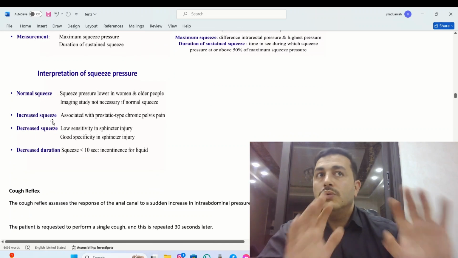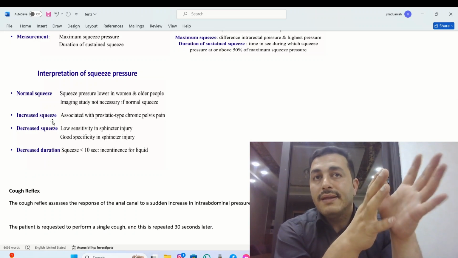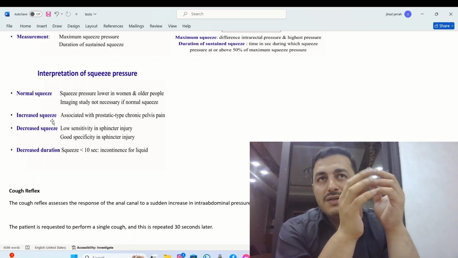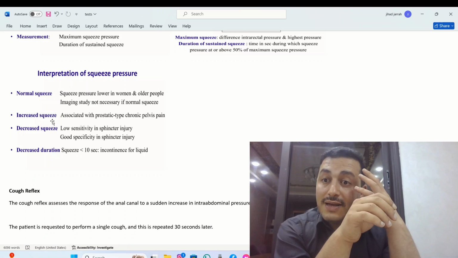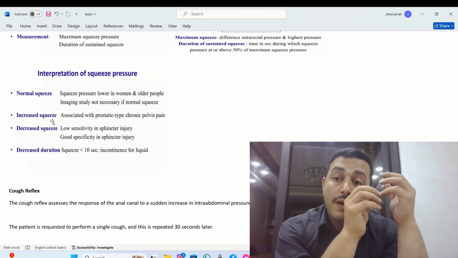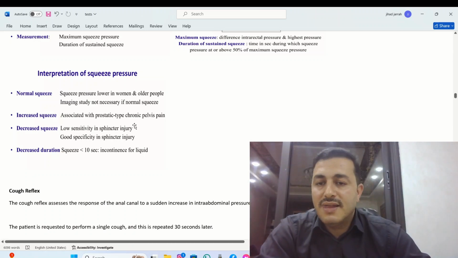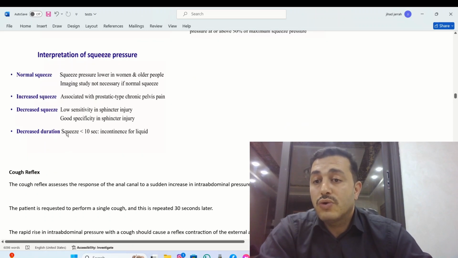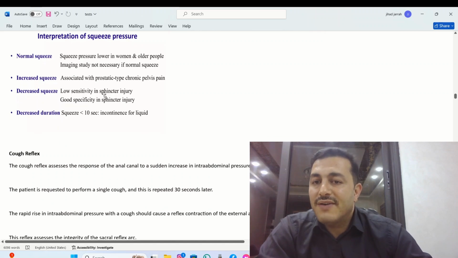Increased pressure may be due to a problem in the external anal sphincter, fistula, pain, or abscess. Of course, you are not going to do manometry for abscesses, but you have to understand what we mean by squeeze. Squeeze means external, so you have to analyze why the external may increase in pressure. Here they said it may be associated with chronic pelvic pain. Decreased squeeze pressure means decreased function of the external anal sphincter, so we may have sphincter injury.